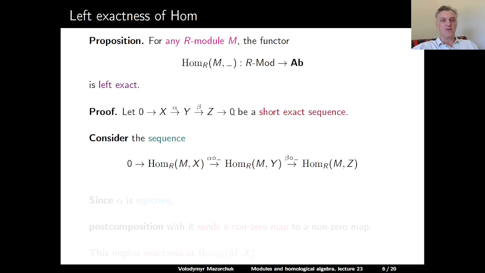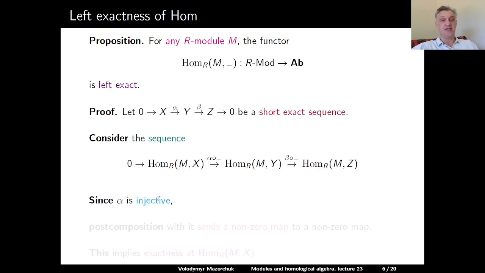Applying our functor, we have the following sequence. 0 goes to R homs from M to x. Then, using the postcomposition with alpha, we get to R homs from M to y. And then, using postcomposition with beta, we get to R homs from M to z.